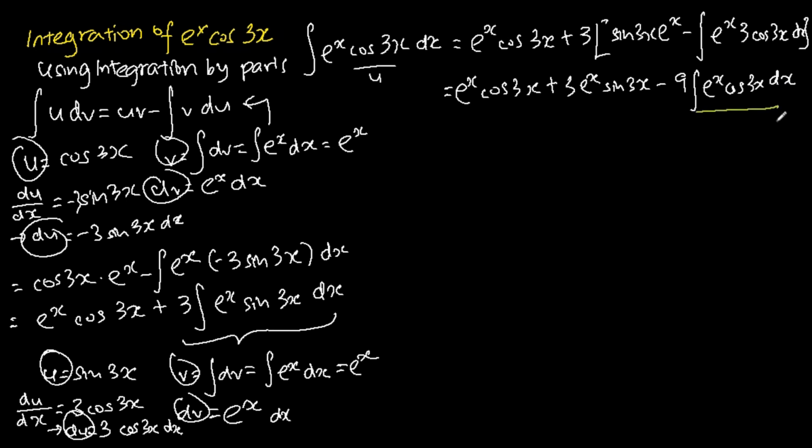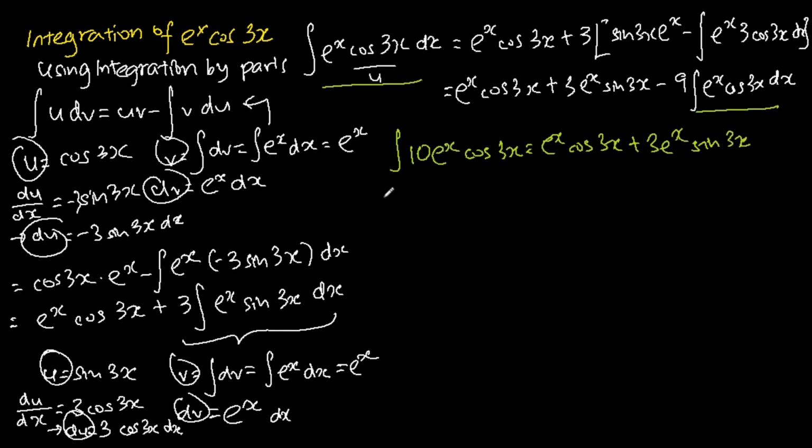What we can see is that the integral is the same as the one in the question. So the next step is to add 9 times the integral of e to the power x cosine 3x to both sides of the equation. What we get is the integral of 10 e to the power x cosine 3x, which equals e to the power x cosine 3x plus 3 e to the power x sine 3x. And we can bring the constant out of the integral sign.